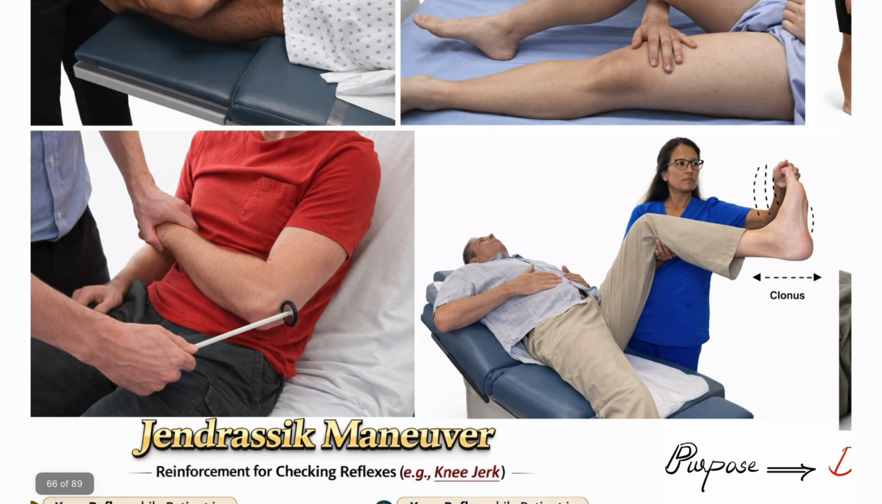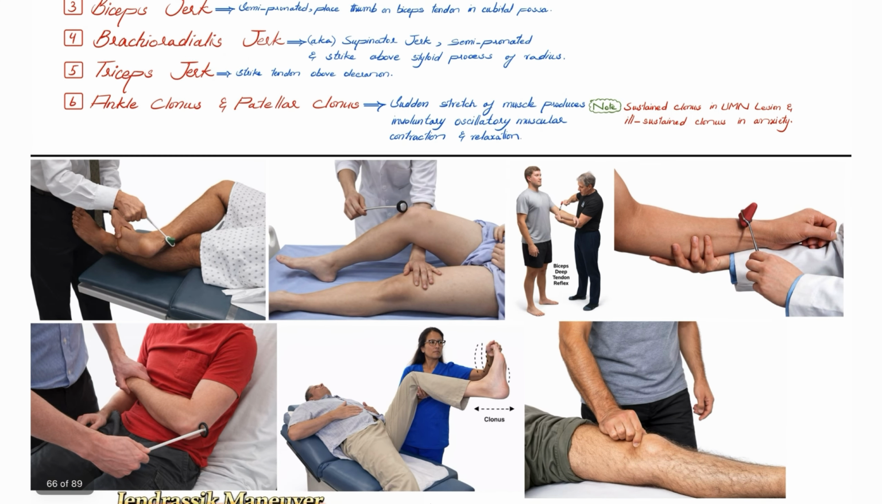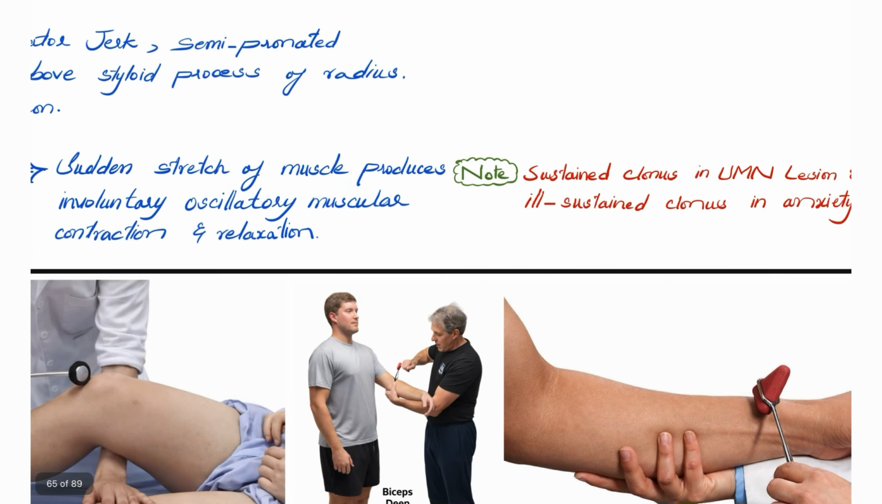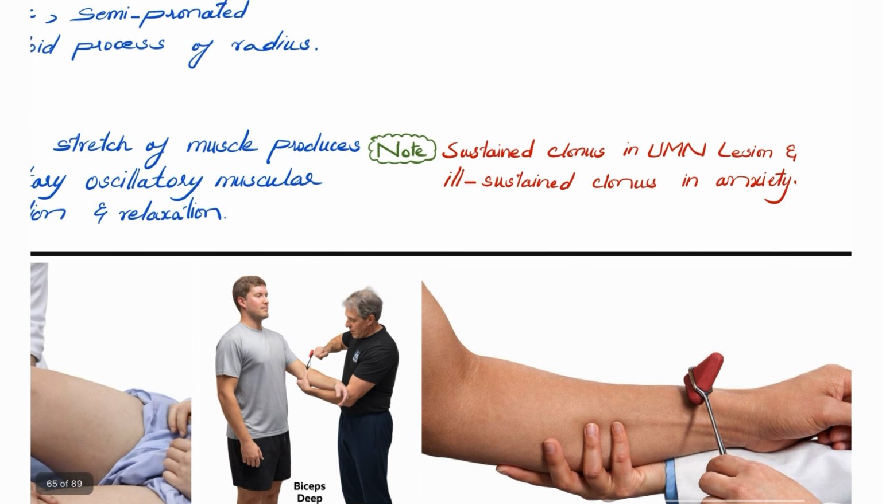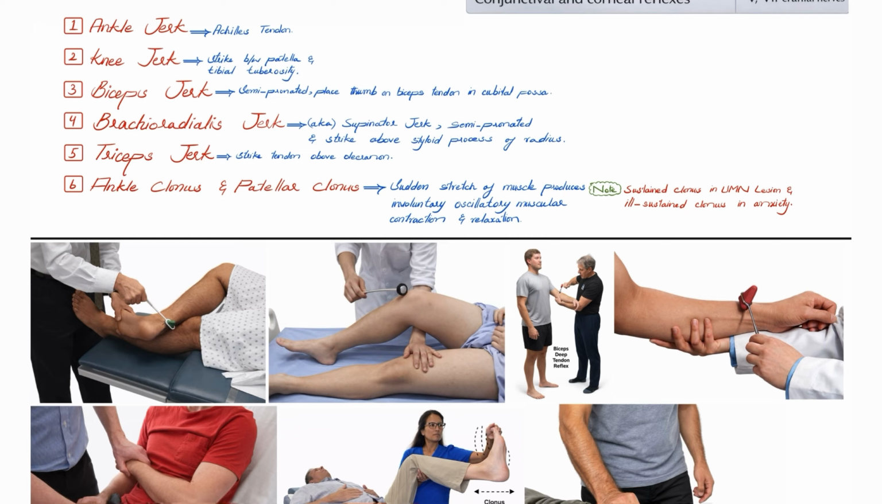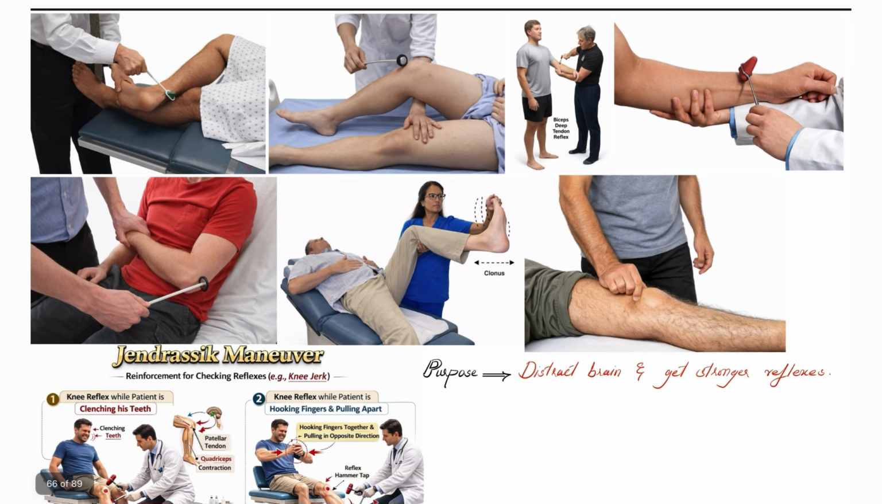Now, there is also ankle clonus or patellar clonus. Sudden stretch of the muscle produces involuntary oscillatory muscular contraction and relaxation. Always know that if the clonus is sustained, then it may be because of an upper motor neuron lesion, but if it is unsustained, then it can be because of anxiety. I have provided you illustrative guidance for each deep tendon reflex, as you see in the image.